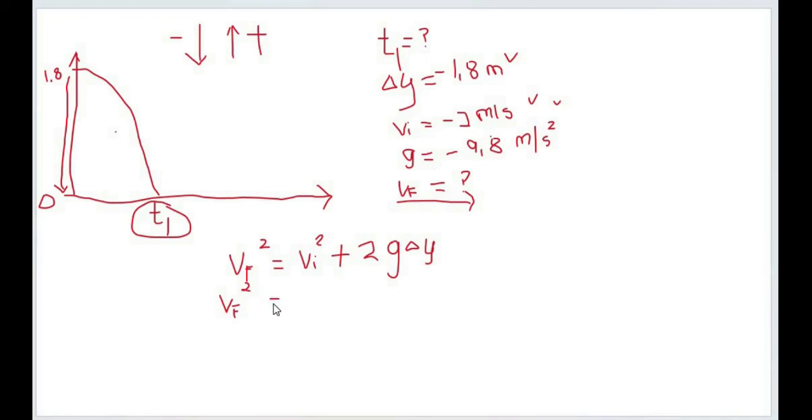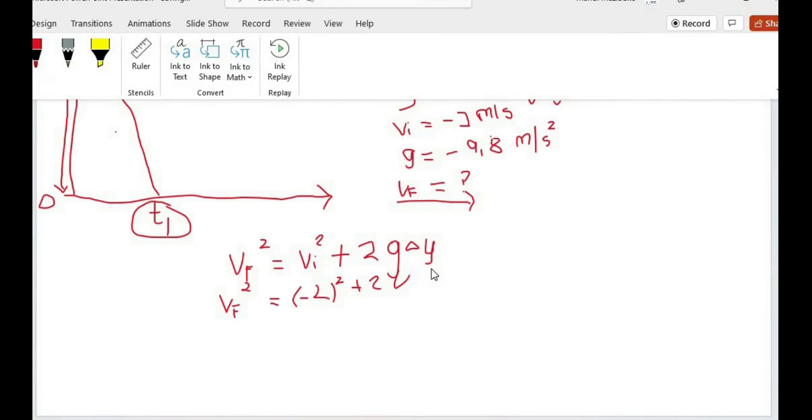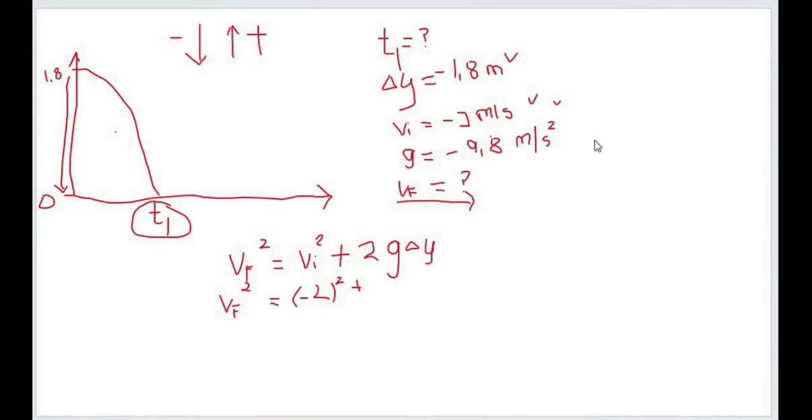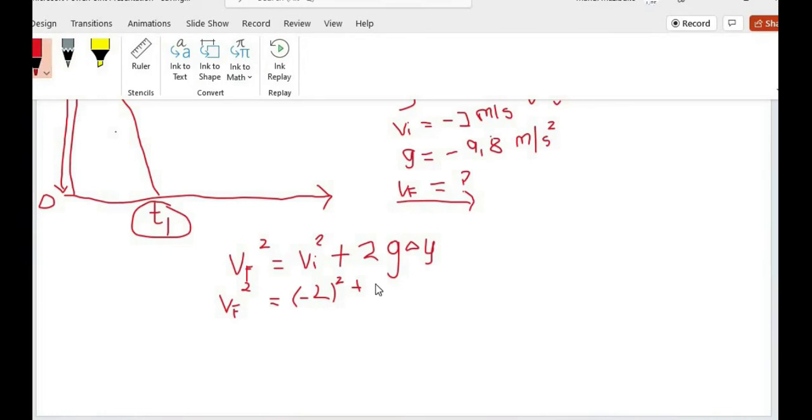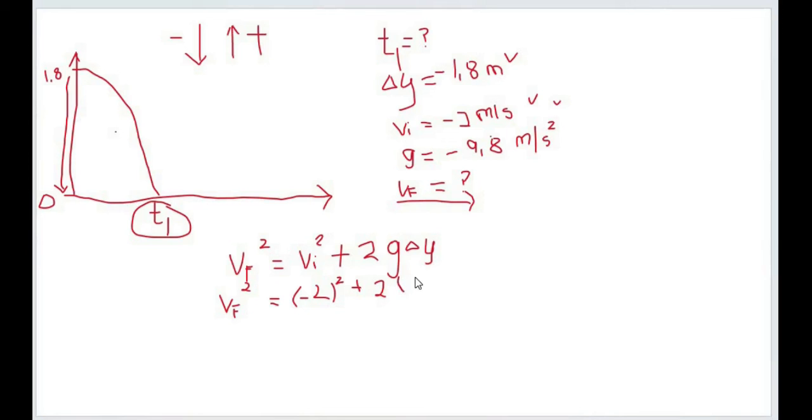Then you can say, what's my vi? You know vi is negative 2, negative 2 squared, plus 2 times g. Our 9.8 is also going to be negative because down is negative. It's very difficult to write using this thing. Okay, let me just erase that. Cool. So it's going to be 2 times 9.8. Change in y is going to be 1.8 because the ball traveled a distance of 1.8 meters down before it hit the ground. It's just a matter of putting all of this in a calculator.